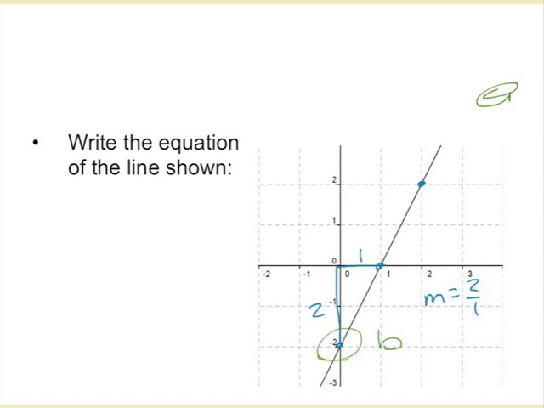If you happen to not notice that first one and you pick the next one, you would have a 4 over 2 slope, which reduces to exactly the same thing. So it doesn't matter which 2 points you pick, as long as you're just picking 2 points that cleanly cross in the grid. You can pick any of them and then just reduce them down, and they should all be the same thing. So our equation here would then be y equals 2x minus 2. Questions?